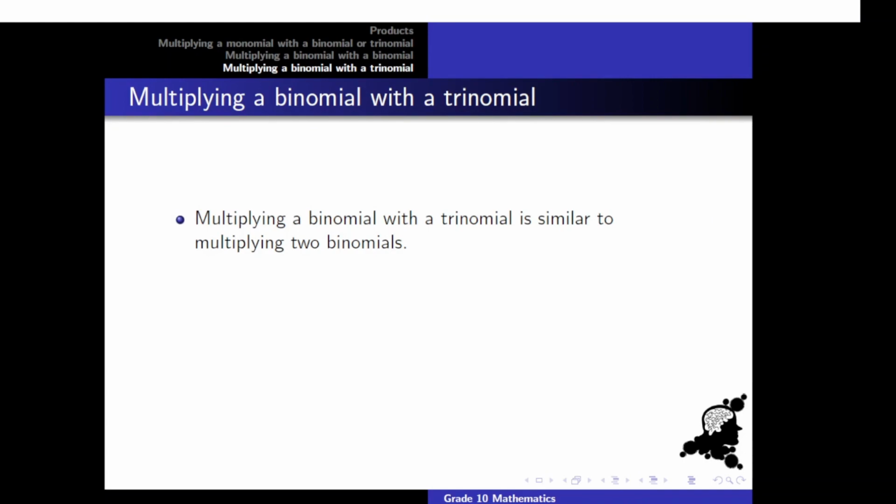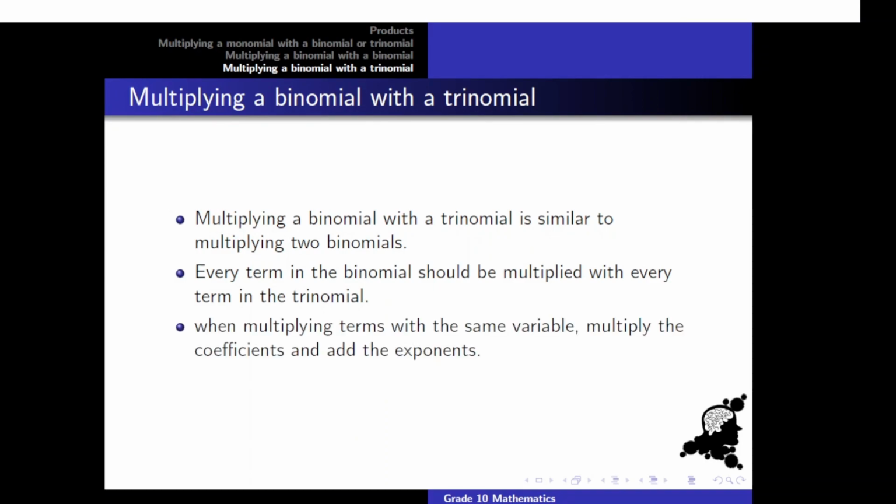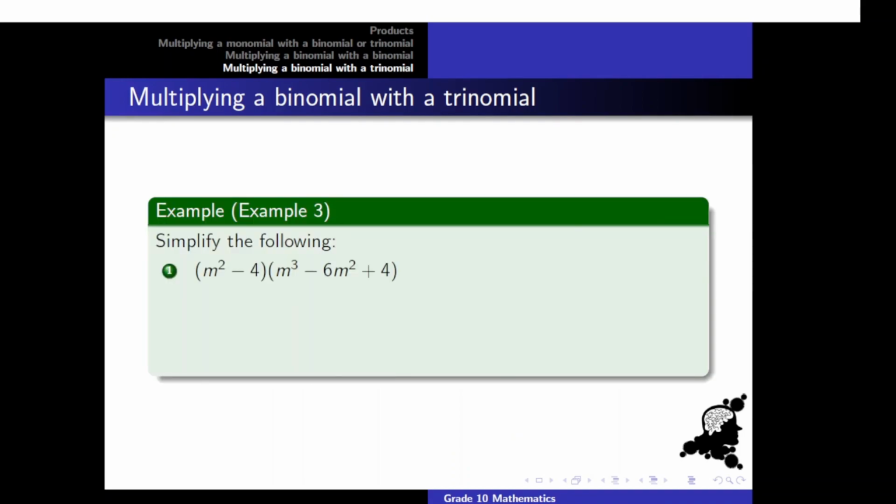This one is very similar to multiplying two binomials. In other words, multiply every term in the binomial with every term in the trinomial. When multiplying terms of the same variables, we multiply the coefficients and add the exponents. Let's look at an example.